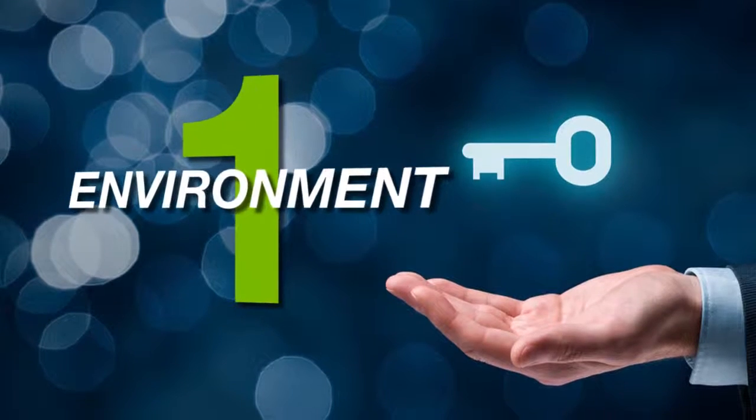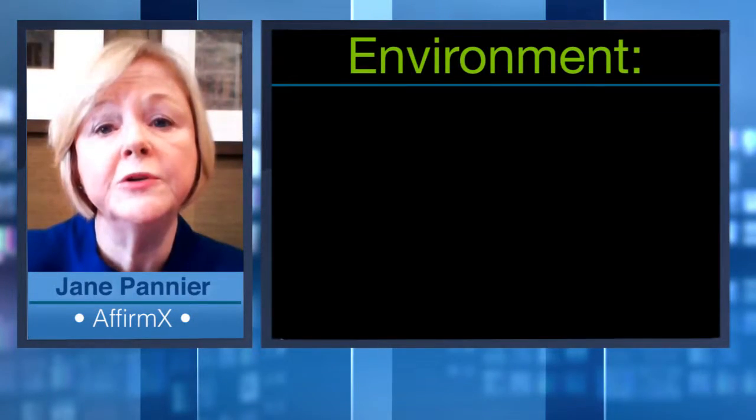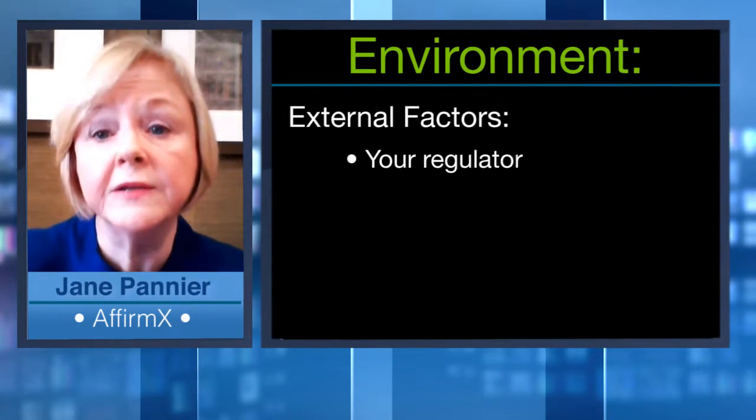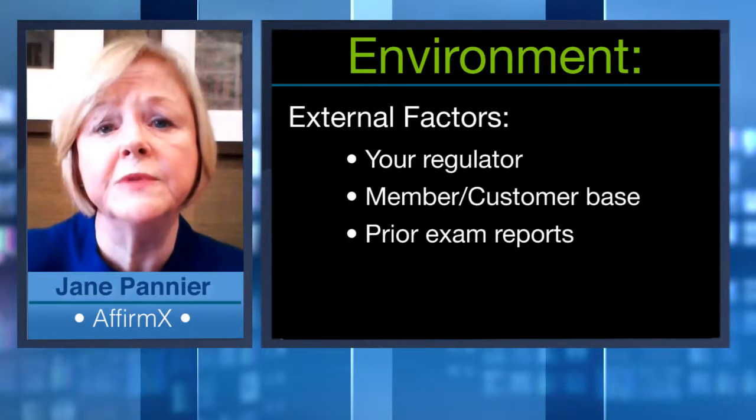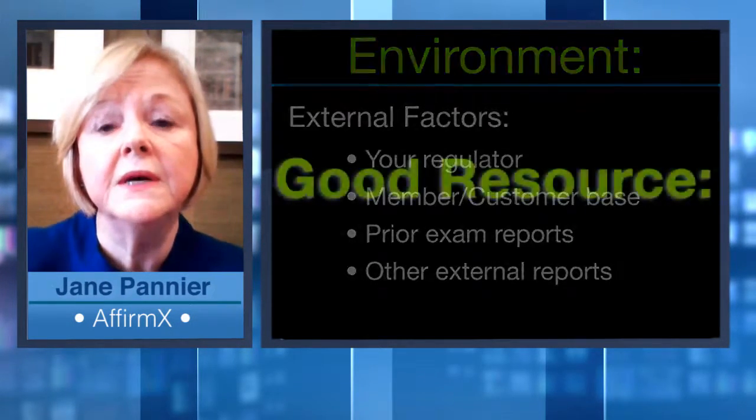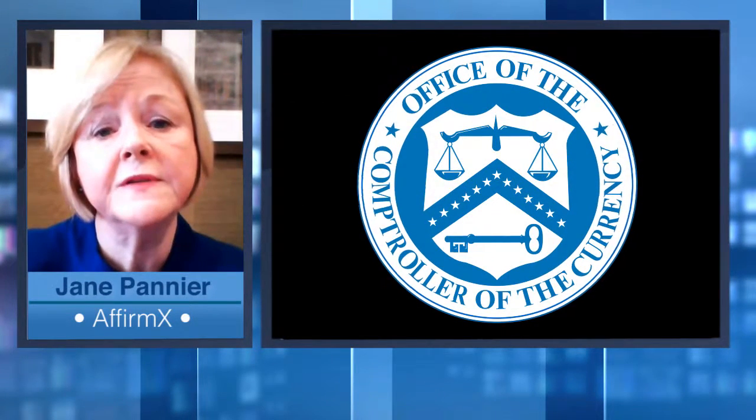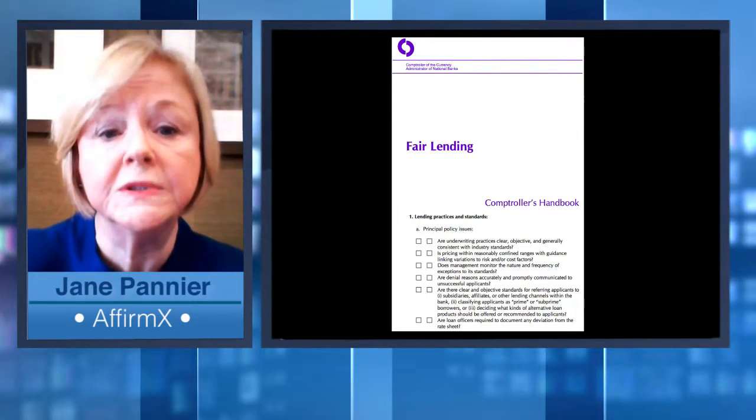The first is environment, including supervisory matters. Here you'll want to review your position relative to external factors, which could include your regulator, your member or customer base, and so on. Also review data such as prior examination reports and reports you've received from other external sources. One good available resource for this area of review is the Office of the Comptroller of the Currency, which provided several very good checklists for compliance in its full text of its rule.